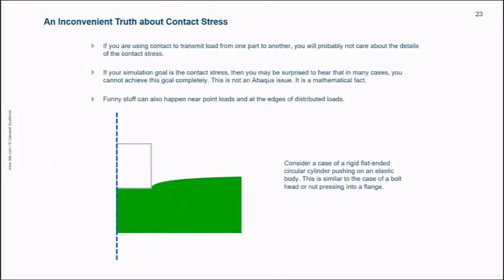All right. A little bit on the solutions that you get from contact analysis. We have here kind of a common occurrence where we have some body pushing down on another one.